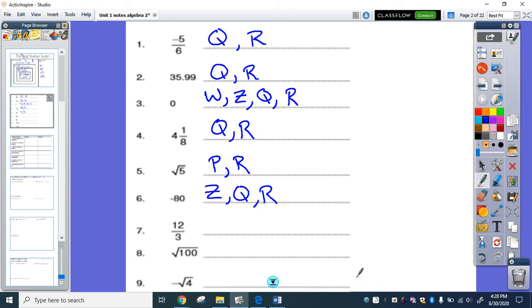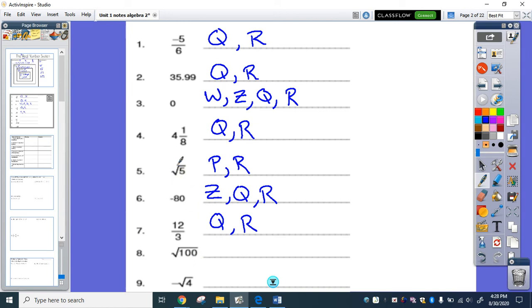Same thing going on here. We have 12 over 3. Well, go back and look at what we did with the previous fraction. Fractions, we said were rationals and reals. So rationals and reals.